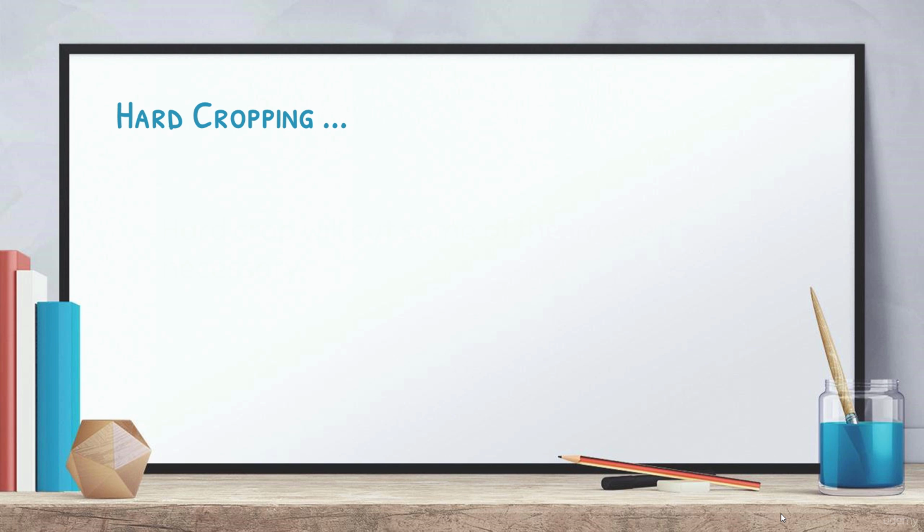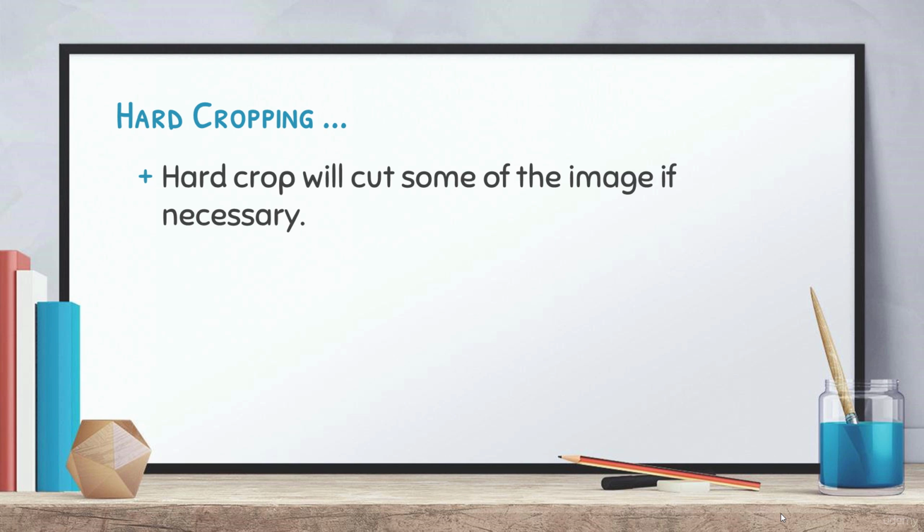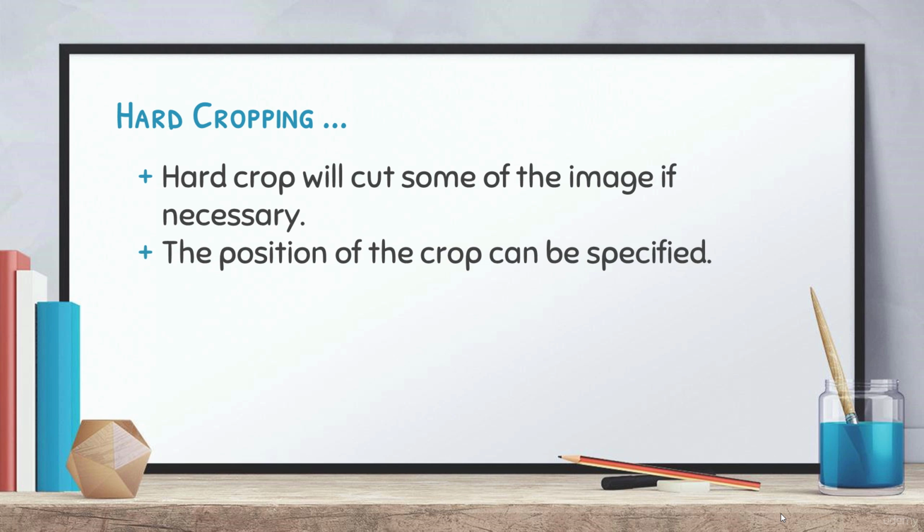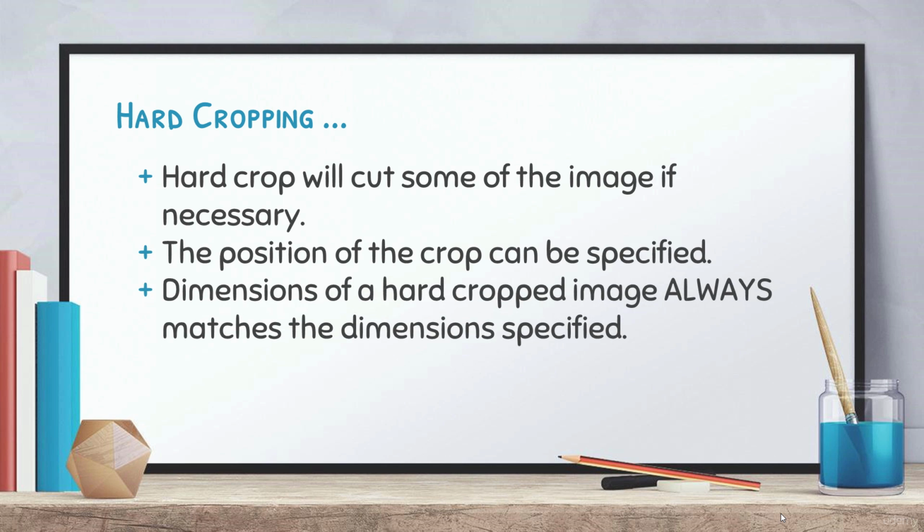Now a hard crop will cut some of the image if necessary. That's why it's called hard. It will cut off any part of the image that it feels needs to be stripped off in order for the image to match the custom image dimensions that you've specified. Also, the position of the crop can be specified. We'll talk more about this in another video, but with a hard crop you can choose to crop your images from the left top position, from the bottom right position, and so on and so forth. Again, we'll talk about this in a later class. And finally, the dimensions of a hard cropped image will always match the dimensions that you've specified, and that's the key difference between a soft crop and a hard crop.